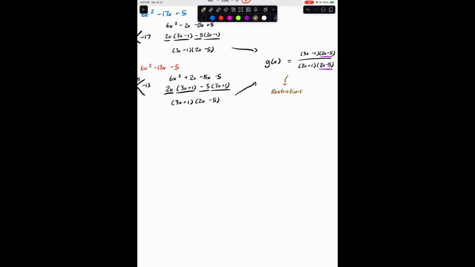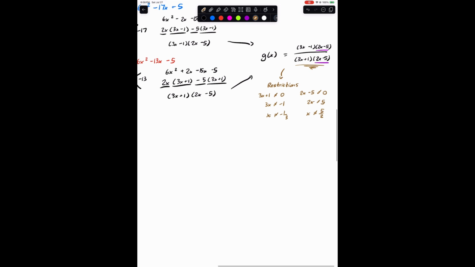I don't have a logarithm or a radical, so there's nothing to worry about that. So we look at the denominator, and I see 3x plus 1 cannot equal 0. 3x cannot equal negative 1. X cannot be negative 1/3. I also see 2x minus 5 cannot be 0. 2x cannot be 5. X cannot be 5 over 2.